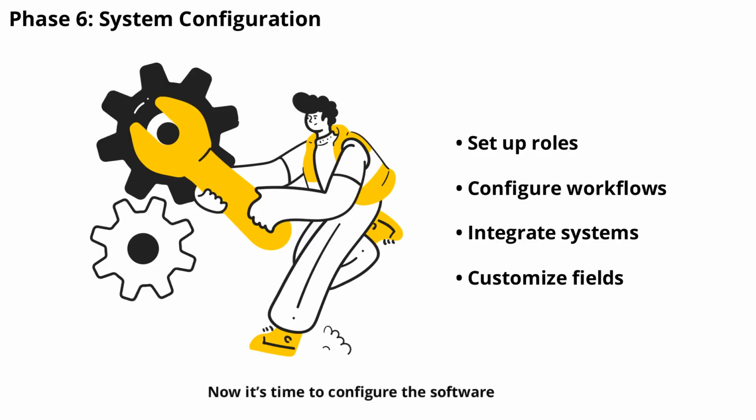Now it's time to configure the software. This involves setting up user roles, permissions, workflows, and custom fields to match your business processes. You'll also integrate with other systems, such as CRM or support platforms. This phase typically takes 2 to 4 weeks, depending on the level of customization and integration required.